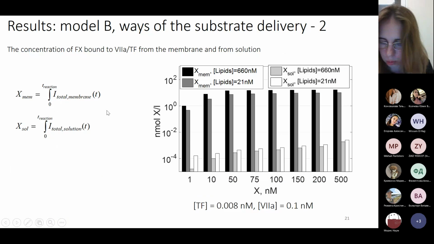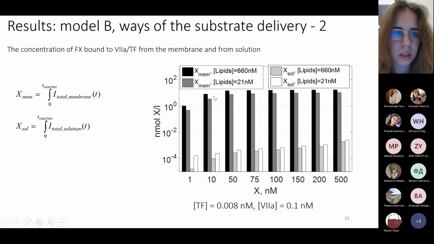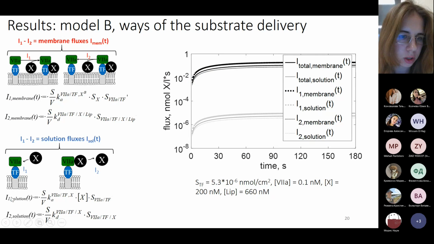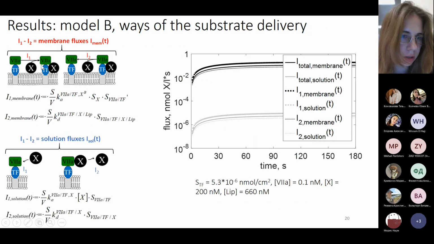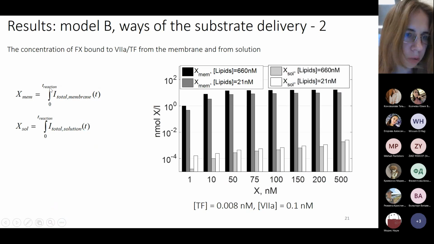Our next step was to analyze those fluxes in presence of different phospholipid concentrations. And we calculate from those fluxes the total factor 10 concentration, which is bound from membrane and from solution. So it is the integral of total flux from zero to time T reaction. T reaction is always equal to 3 minutes. So it is the quantity of factor 10 which binds to the extrinsic tenase from solution or from the membrane during 3 minutes of the reaction.